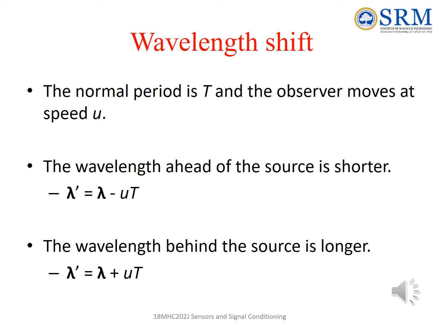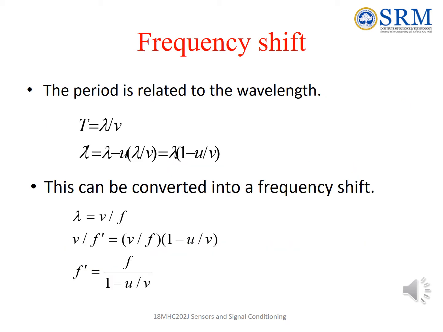Speed into time. And the wavelength behind the source will be longer, as the source is moving away from you. So lambda dash is written as lambda plus uT, and this is the frequency shift. The period is related to the wavelength. So the time period can be written as lambda by v, and we know that lambda dash is equal to lambda minus u into T, right?